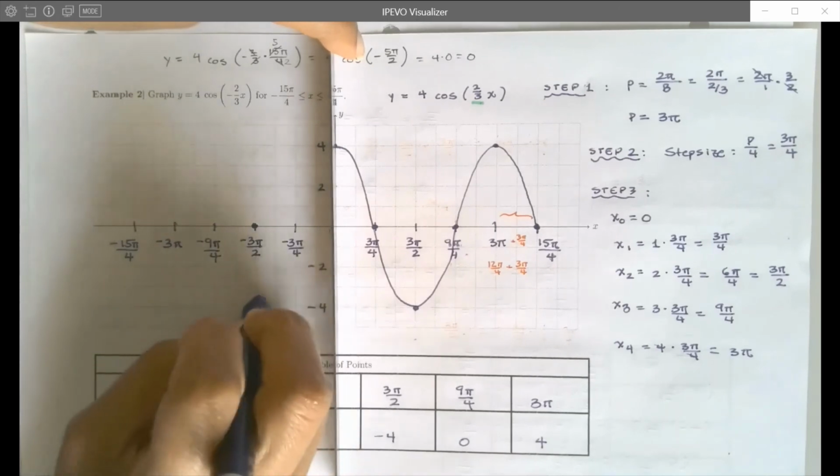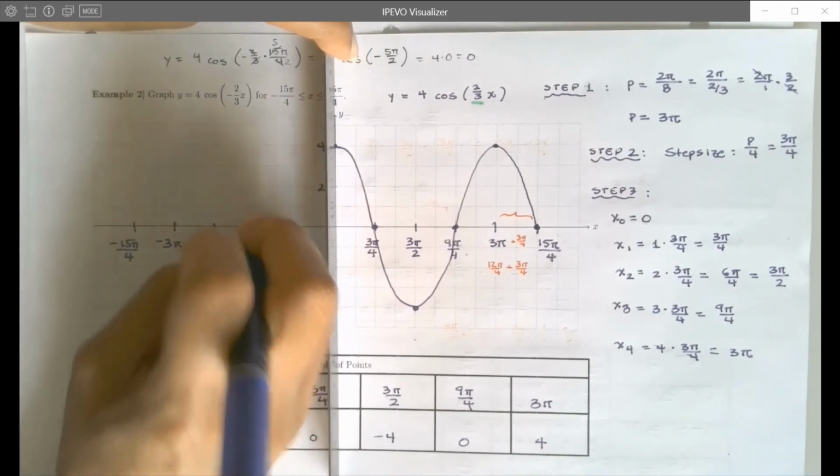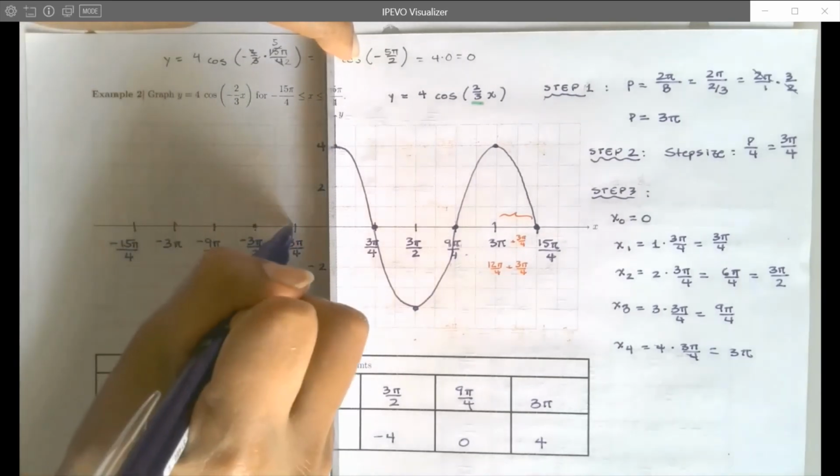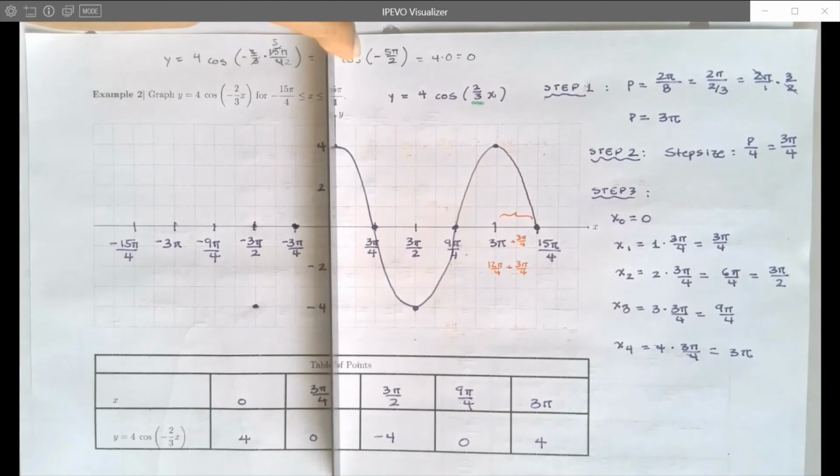Oh, and I think I probably mislabeled this point. This one should have been here. And there. Okay, that's better.